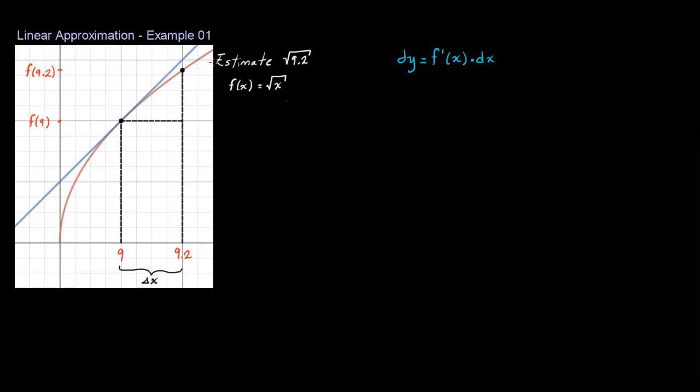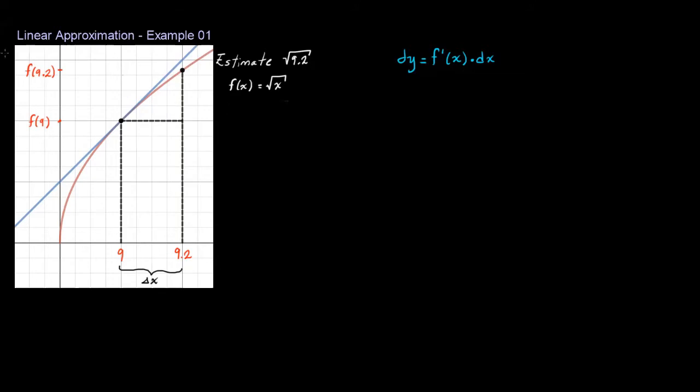Hi, in this video I'm going to solve the first example of linear approximation. My goal here is to estimate the square root of 9.2, letting f of x be the square root of x, and I have here on the right in blue the formula we'll be using to solve these problems.